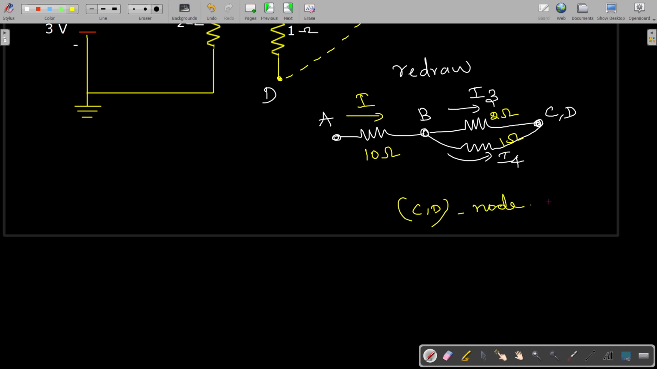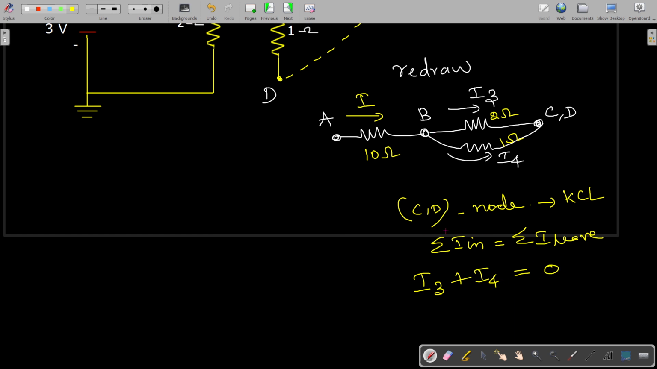If you consider the CD node, which is the same node, right? For this node, if you want to write KCL because of this nodal analysis, we have only incoming currents. We know what is KCL: sigma of incoming current is equal to sigma of leaving current, isn't it? So if you take it like that, we have I3 plus I4 that is equal to 0. We don't have any leaving current.